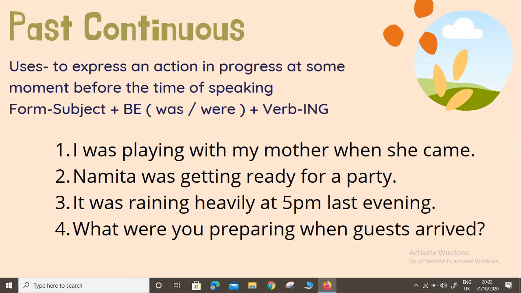So this way you form an interrogative sentence for it. And if you have to make a negative sentence, then subject plus helping verb, was, plus verb plus not. I'll just take an example. Namita was getting ready for a party. If I have to make a negative sentence, it would be Namita was not getting ready for a party. So this way we make past continuous tense. It expresses the action that was happening in the past at the time of speaking. These are some of the examples of past continuous tense.